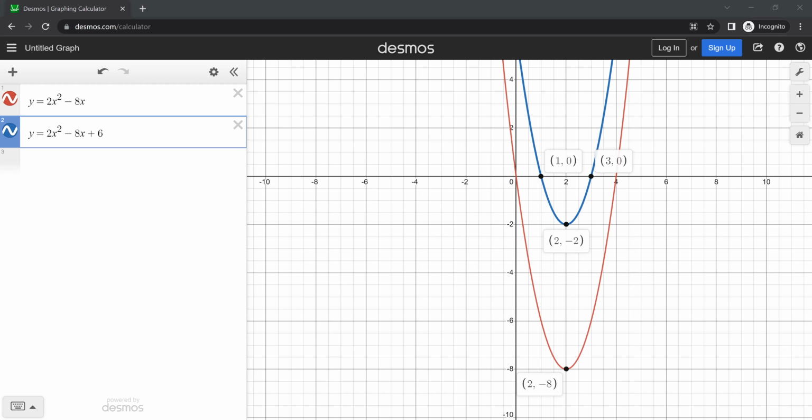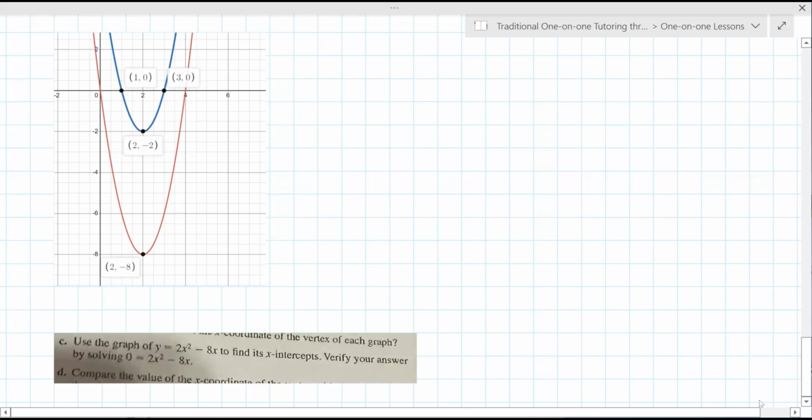Now part C, we can do by hand. So I'm going to jump back to the other window. Jumping around a little bit here. Hopefully that's okay. Yeah, that's fine. All right.